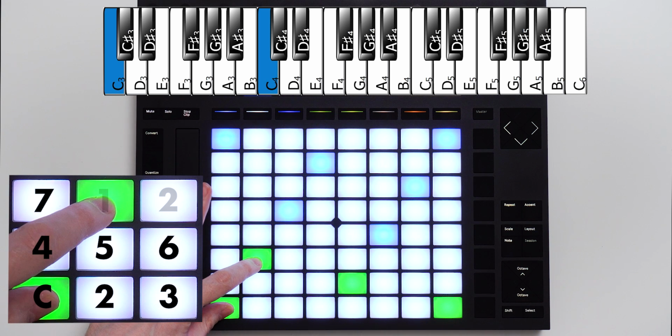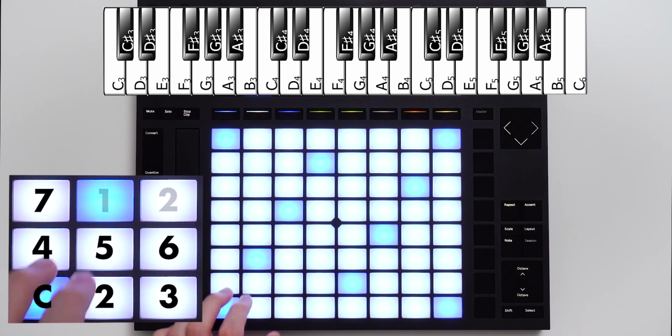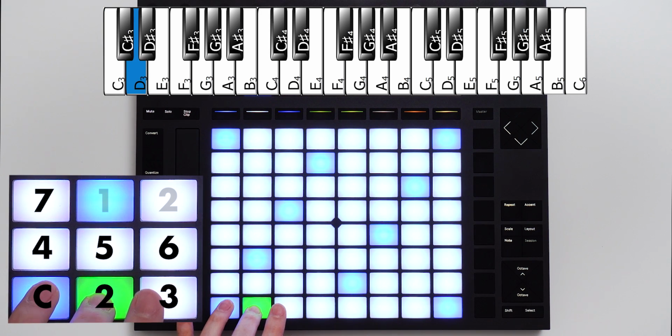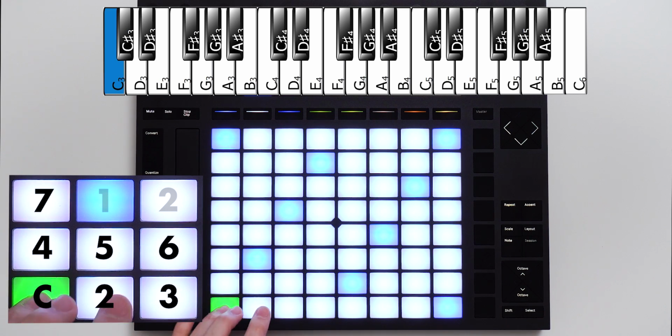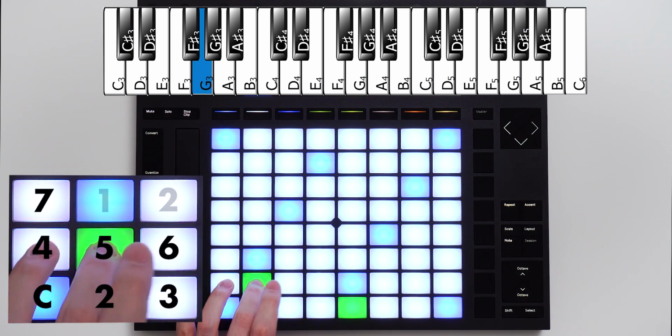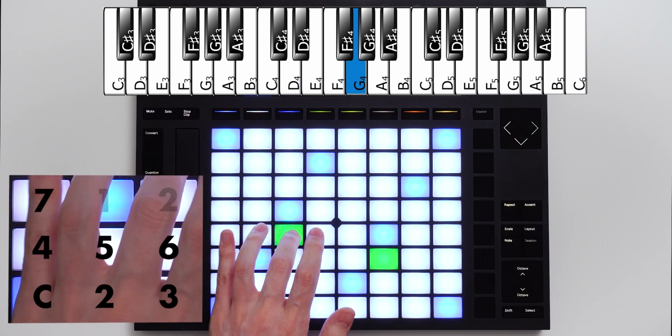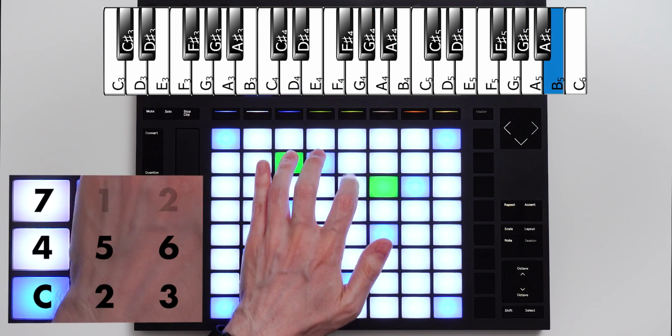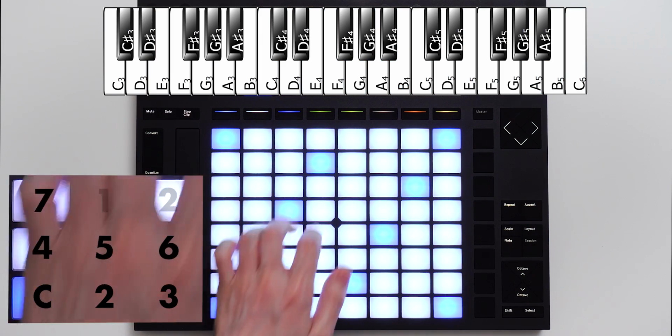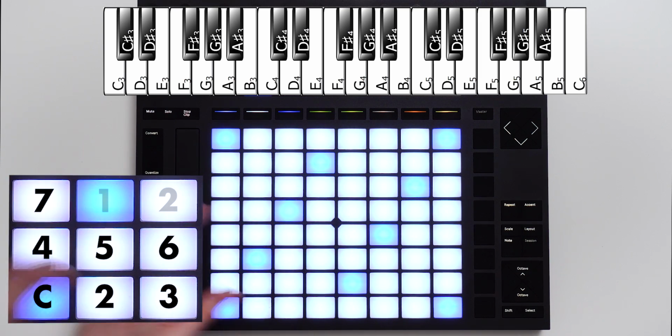The way I approach this is to imagine a square shape from the root of the scale to the next octave. So from here to here I imagine just a square. I imagine it in numbers as well: 1, 2, 3, 4, 5, 6, 7, and 1, 2, 3, 4, 5, 6, 7, and so on. So I imagine these squares.